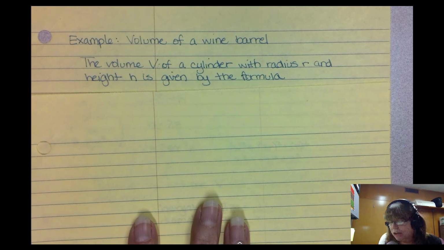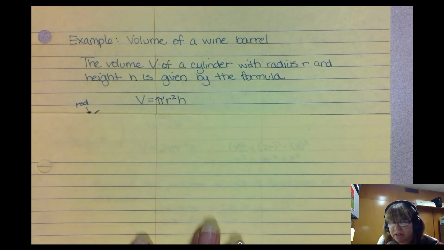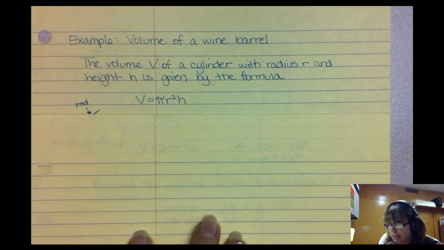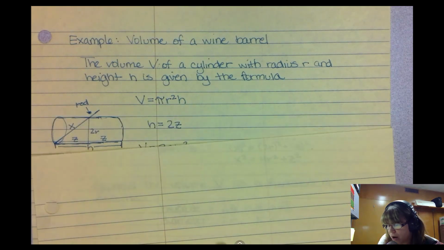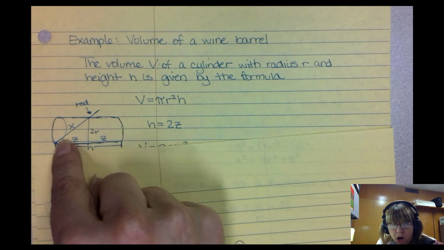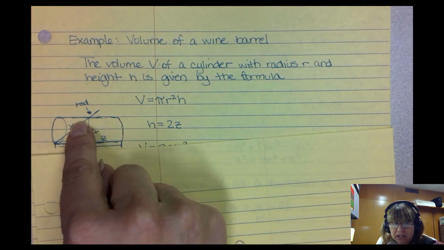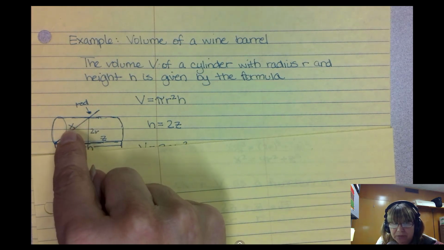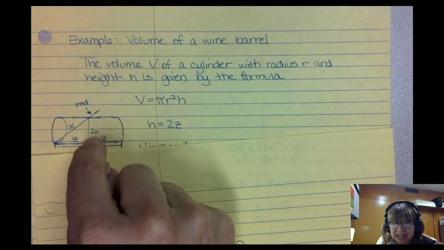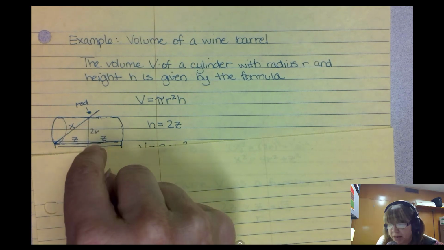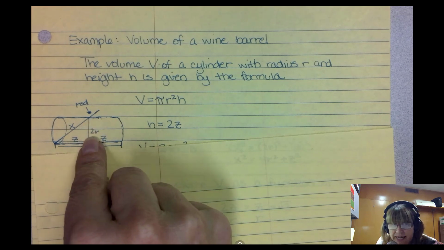Let's look at the volume of a wine barrel. The volume of a cylinder with radius r and height h is given by this formula: the volume equals pi r squared h. Now, we're going to change this up a little bit because in the picture of our barrel, we're going to place a rod in the barrel, and the length of this rod is x. We know the diameter of the barrel is 2r.